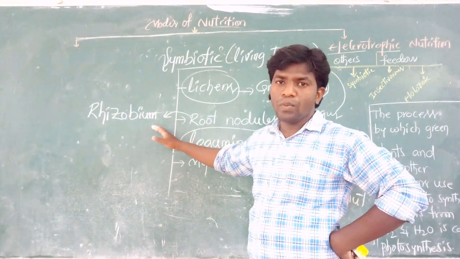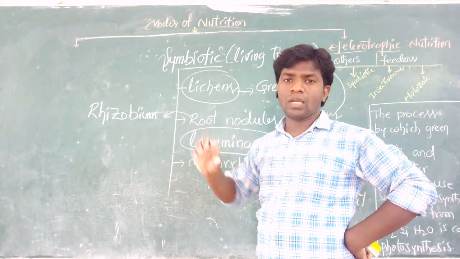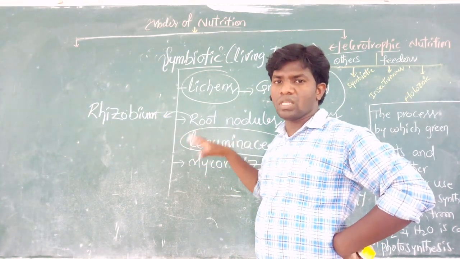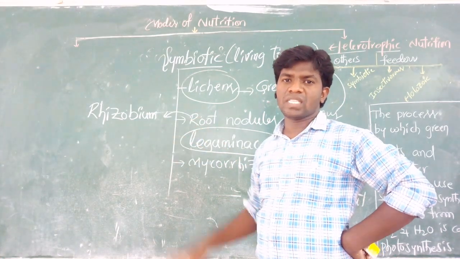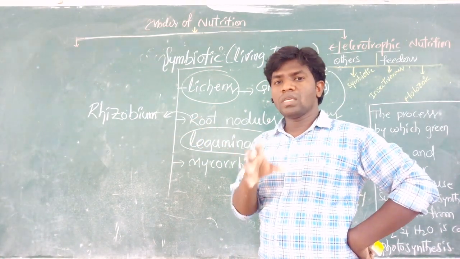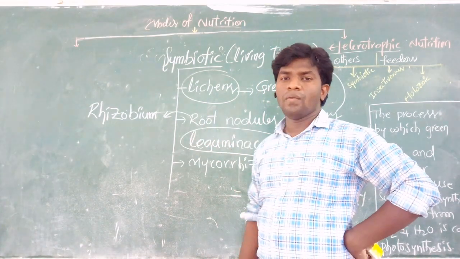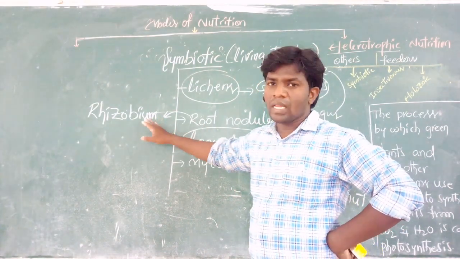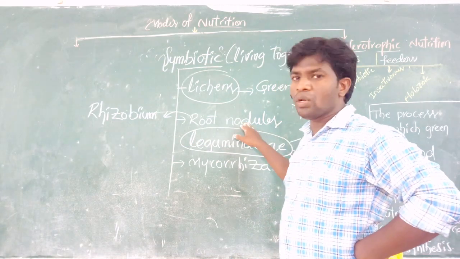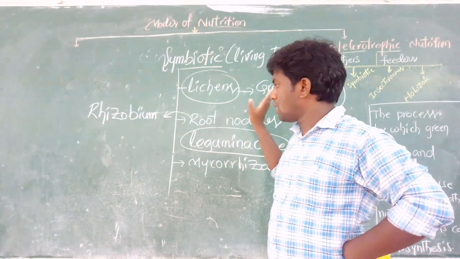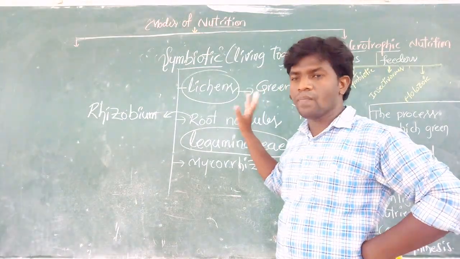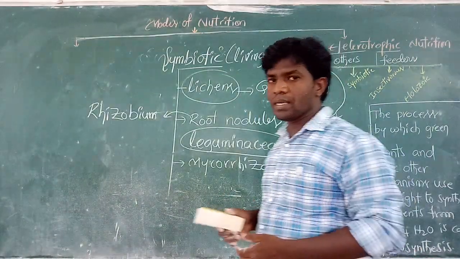So this Rhizobium bacteria traps nitrogen and fixes it into the soil where the plants are growing. By using the nitrogen, these plants grow very well. So between Rhizobium bacteria and root nodules, there is a relationship, and that relationship is called the symbiotic relationship. That is symbiotic nutrition.